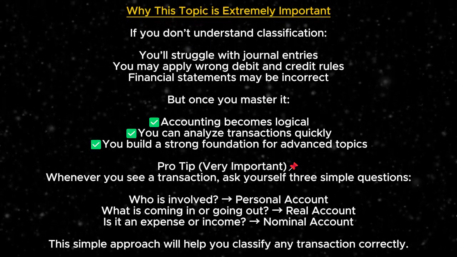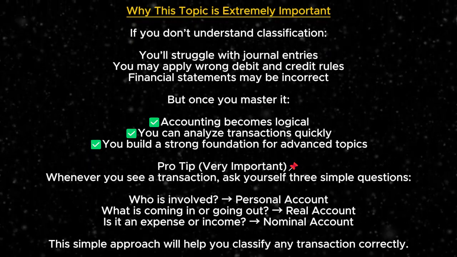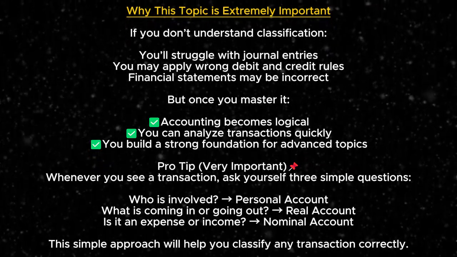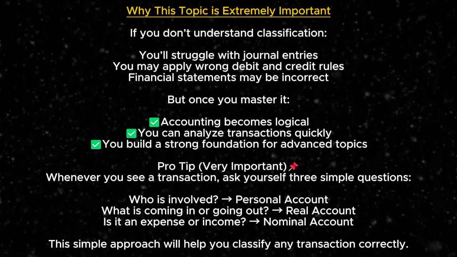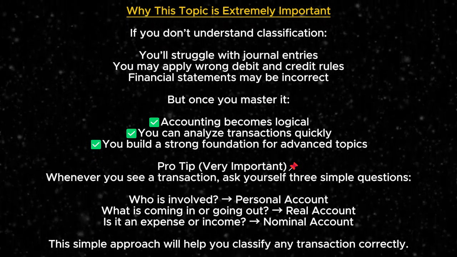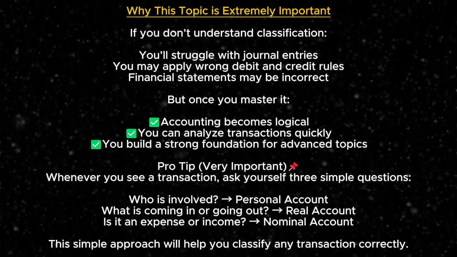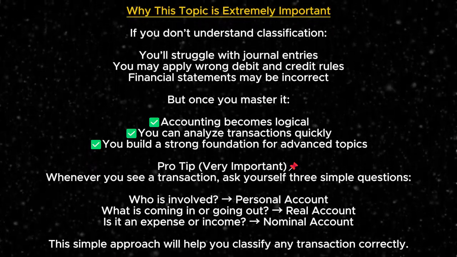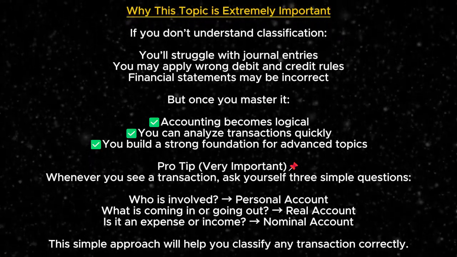Pro tip: whenever you see a transaction, ask yourself 3 simple questions. Who is involved? That's personal account. What is coming in or going out? That's real account. Is it an expense or income? That's nominal account. This simple approach will help you classify any transaction correctly.